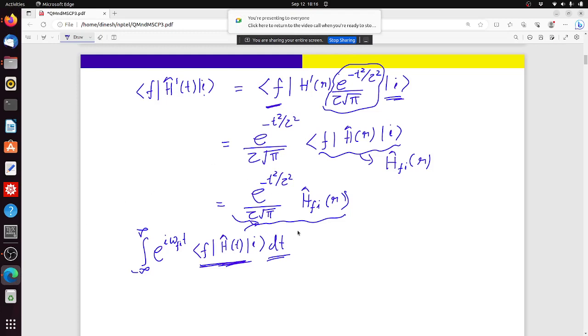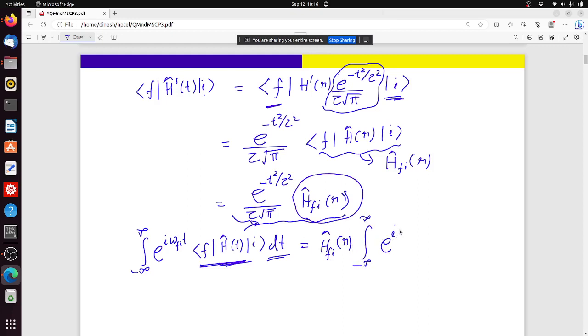Okay, let's move on. So we have to do integration with respect to time. This part is only space dependent, we can take it out. H of phi r, then integration from minus infinity to infinity e to the power i omega phi t, and this part is e to the power minus t square over tau square, divided by tau root pi, dt. These are also constant, we can take these out.